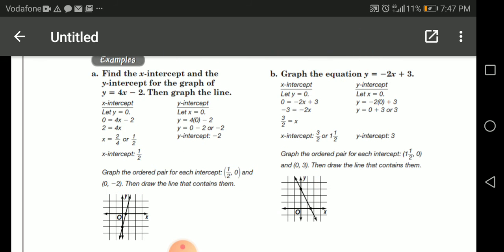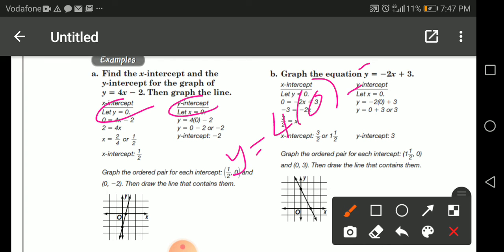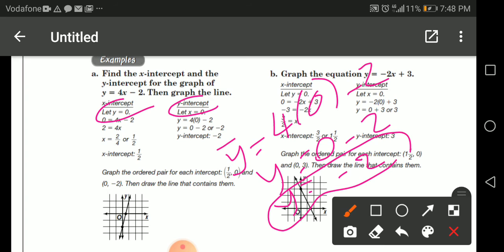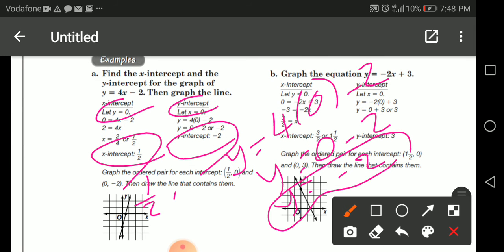Okay, guys? What about the y-intercept? Let x be 0, the same as what we did for y. And then we say y equal 4, instead of x, I will put 0. 4 times 0 minus 2. So y equal 0 minus 2, so y equal negative 2. So the y-intercept here is negative 2, and you have the x-intercept is half. So you've got here, remember, what and what? Half and negative 2.